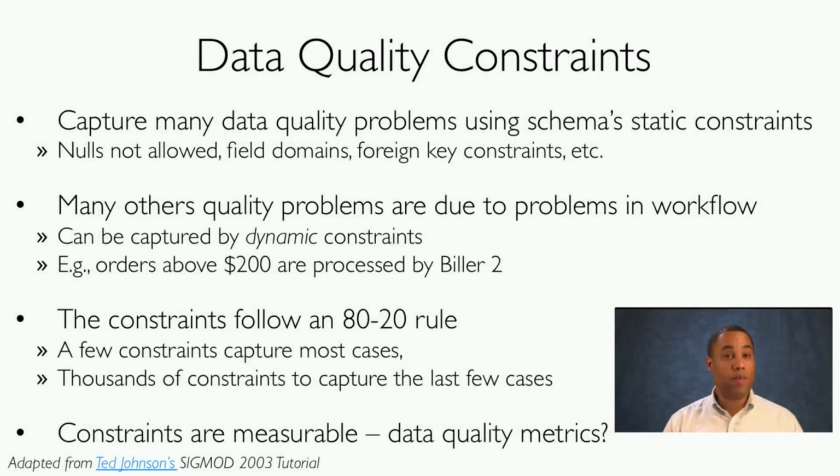Data quality constraints are a way of capturing many data quality problems. For example, we can use the schema's static constraints. Say, for example, nulls are not allowed, or specifying the field domains, or specifying constraints on foreign keys. But many other data quality problems are due to problems in the workflow. These we can capture with dynamic constraints. For example, saying that all orders above $200 are processed by biller number 2. Now, data quality constraints often follow an 80-20 rule, where a few constraints capture most cases, but we need thousands of constraints to capture the last few cases. Constraints are measurable, so maybe this is a way of getting towards data quality metrics.